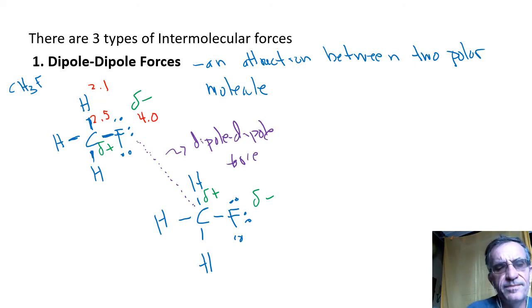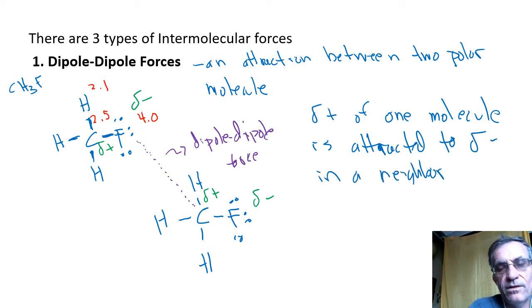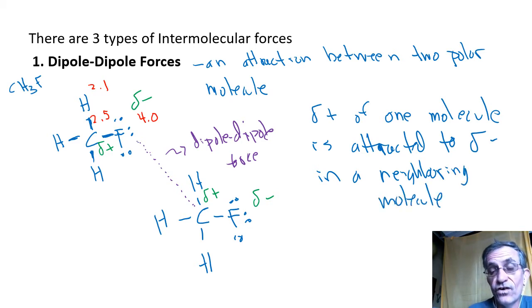To be a little bit more specific, dipole-dipole force, that's a little messy, sorry about that. To be a little bit more specific, it's basically the positive of one molecule, carbon in our case, is attracted to the negative in a neighboring molecule. All right, so that's our first kind of intermolecular force. This happens when you have polar molecules. It's called dipole-dipole forces. All right, there's two more to go.